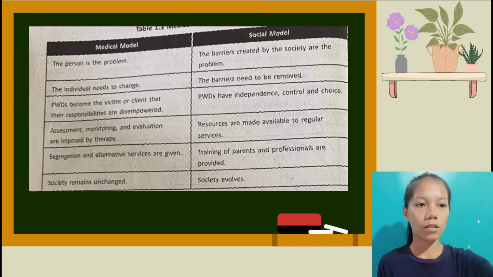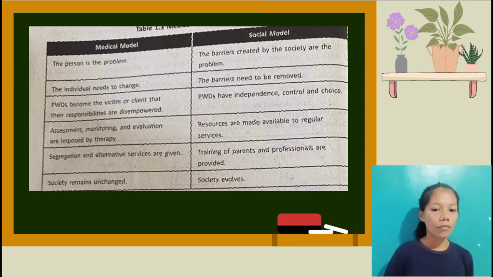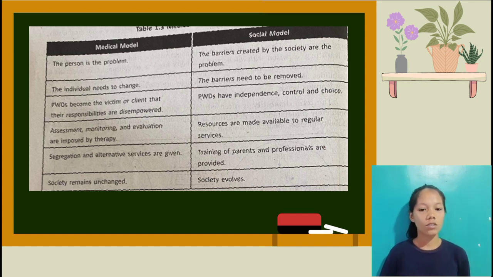Table of comparison between the two models. Medical model. First, the person is the problem. Second, the individual needs to change. Third, PWDs become the victim or client whose responsibilities are disempowered. Fourth, assessment, monitoring, and evaluation are imposed by therapy. Fifth, segregation and alternative services are given. The last is society remains unchanged.